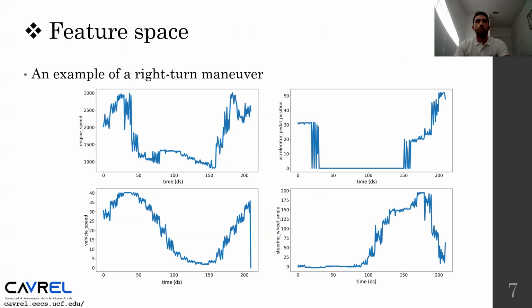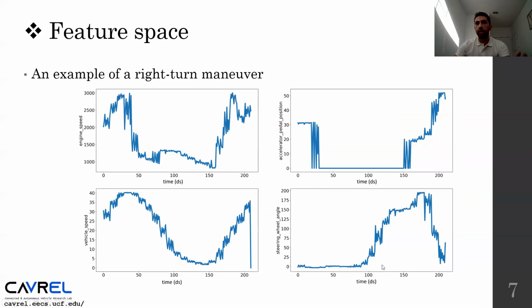So looking at some examples of what kind of information we have in the data set. Here we are looking at a right turn maneuver, and our feature space is larger, but here we only look at engine speed, accelerator pedal position, steering wheel angle, and vehicle speed. Engine speed is in RPM, vehicle speed is in miles per hour, and the accelerator pedal position is just the percentage of the accelerator pedal that the driver is pushing.